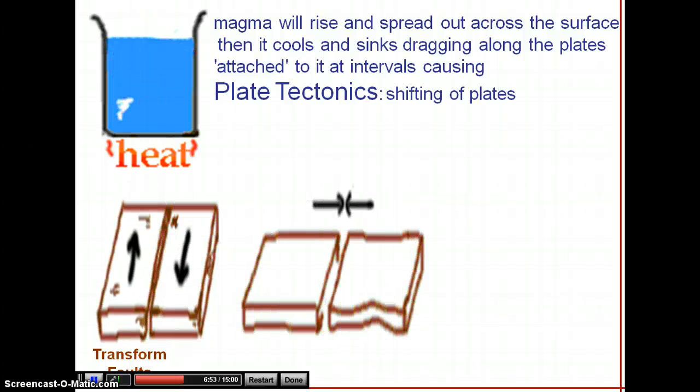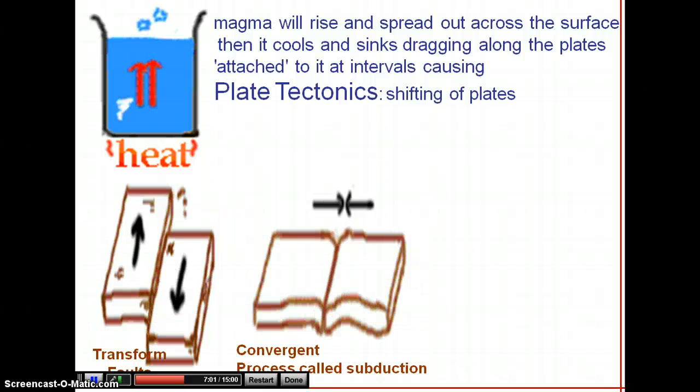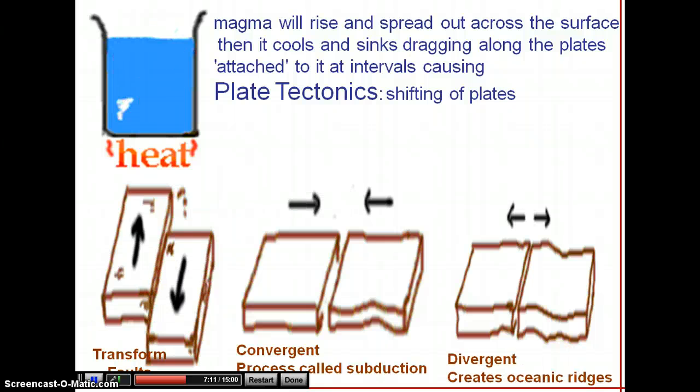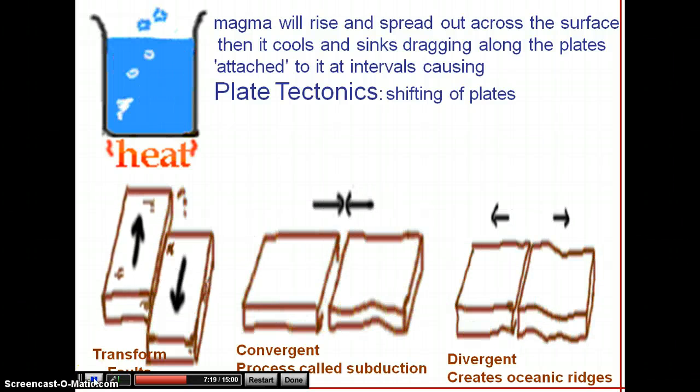Coming together? Convergent. C for coming together. I put there that transform faults and subduction zones are linked to convergent movement. And then you've got away, divergent, and that is what leads to oceanic ridges. Now I'm going to give you a little tip for the test. What does it say? Transform faults, convergent, a process called subduction, and then divergent creates oceanic ridges.